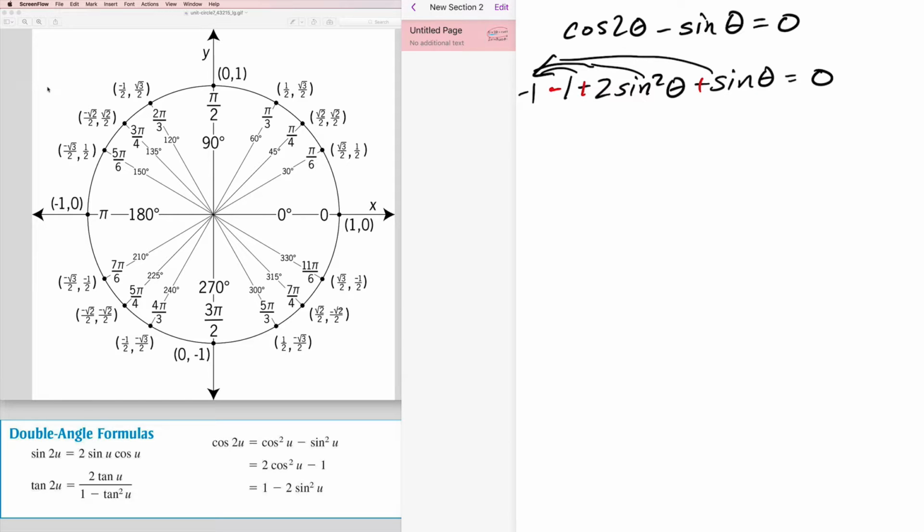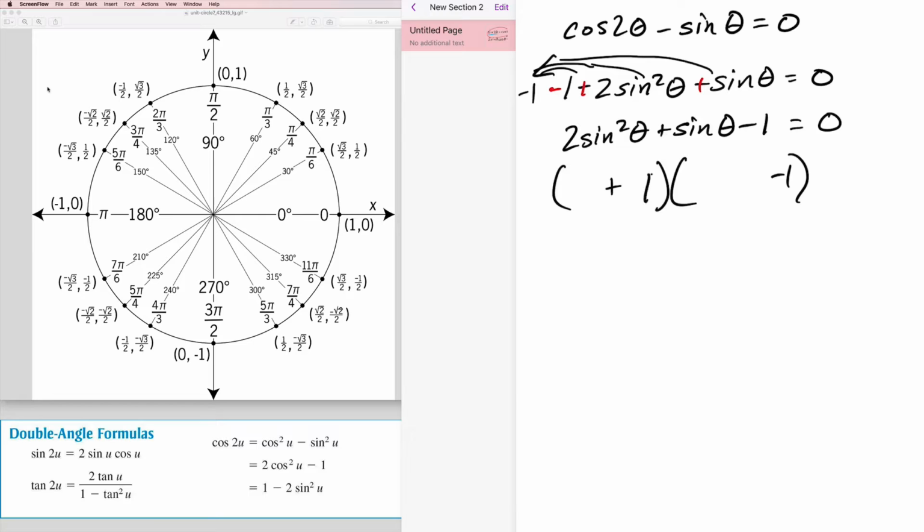And so now I can rewrite this, and I didn't have to do this, but it's just going to make it easier for me. I can rewrite this as 2 sine squared theta, that's positive, right, plus sine theta minus 1. That's going to make it just a little bit easier for me to factor this out now. I'll know that I'll have a negative 1 on one and a positive 1 on the other because of this term. And then I have a 2 sine, so one of them will be a 2 sine.